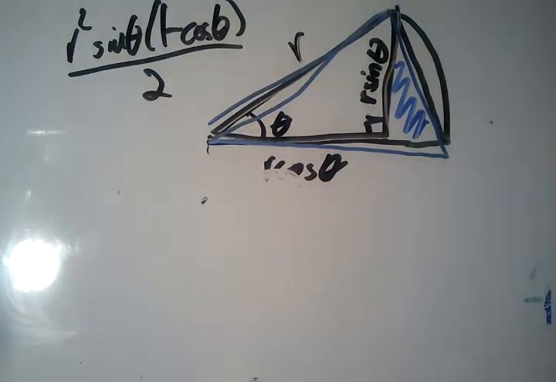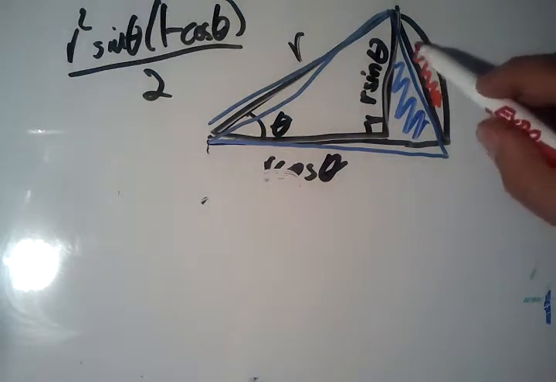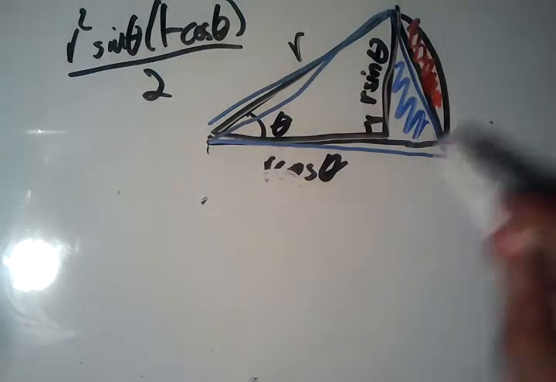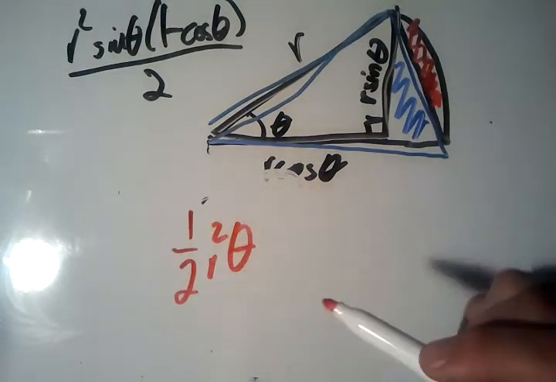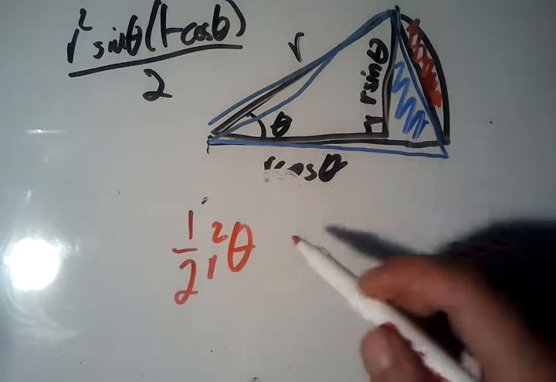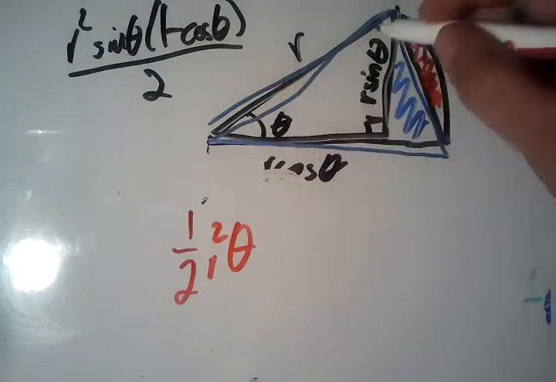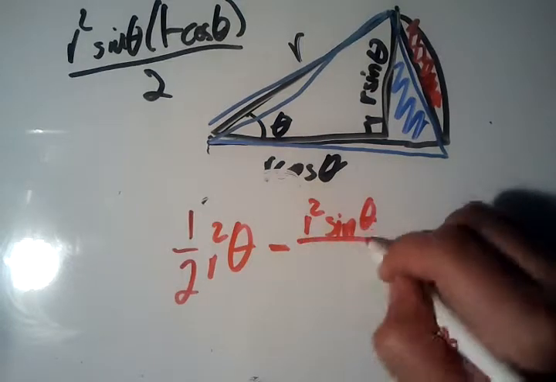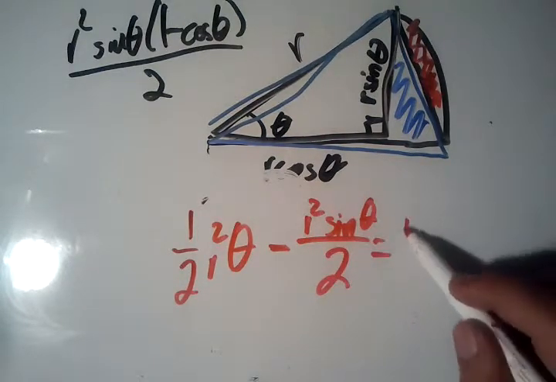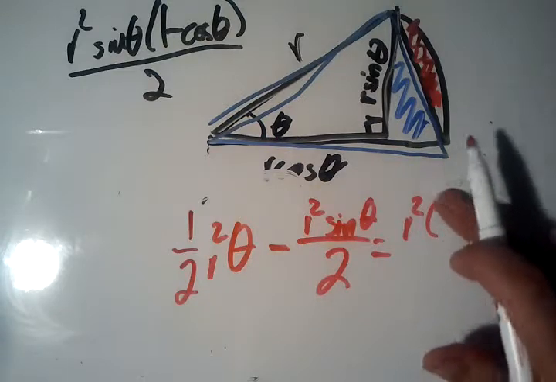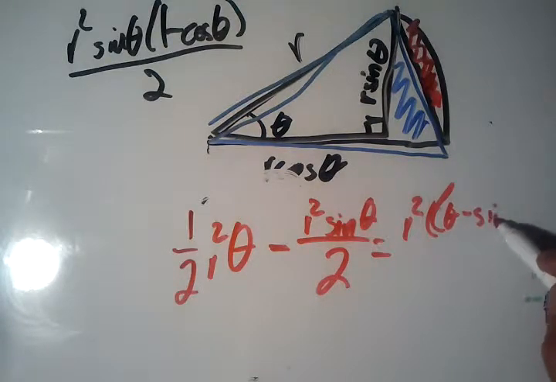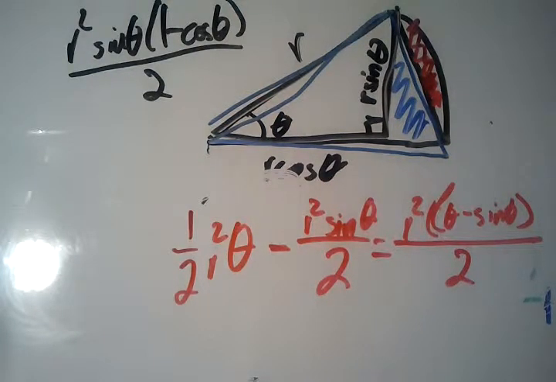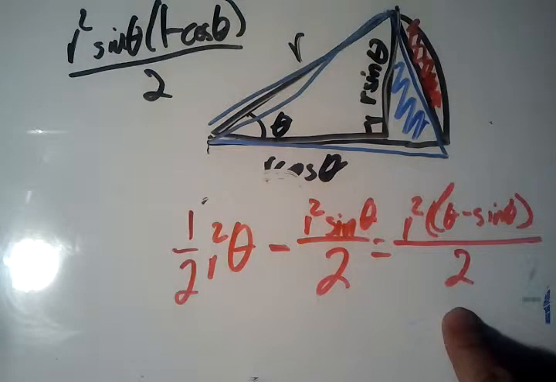So A of theta is given by, if we shade our arc right here, the area of the whole piece, which is 1/2 r squared theta, because that's how you define a sector area. And from that, we have to subtract the area of that big triangle. So we subtract r squared sine of theta over 2. So we just factor, and we get r squared times theta minus sine of theta all over 2. Then that's going to be our A, and that's our B.